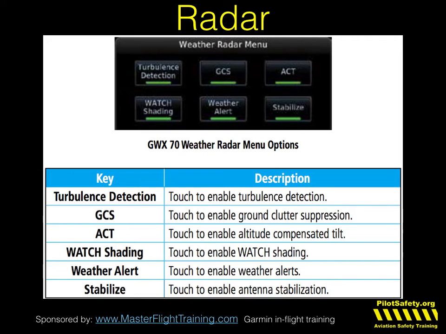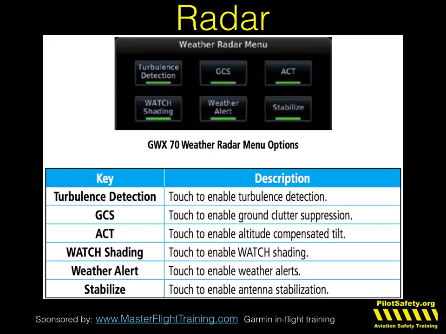So radar was actually the original terrain system that pilots used because they can tilt the antenna down or nose level and actually see terrain in front of them. So radar was kind of actually the first terrain system ever used. ACT does something called altitude compensated tilt. Watch shading is an option, weather alerts, and stabilize.